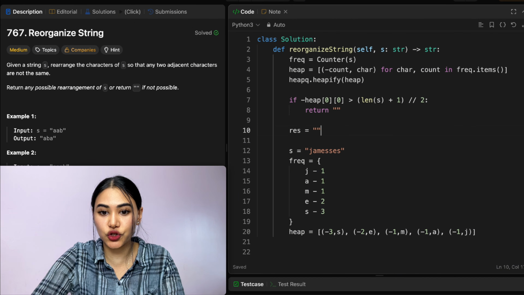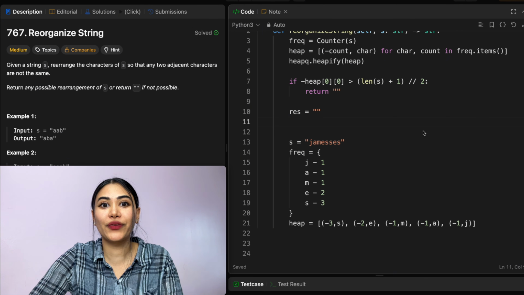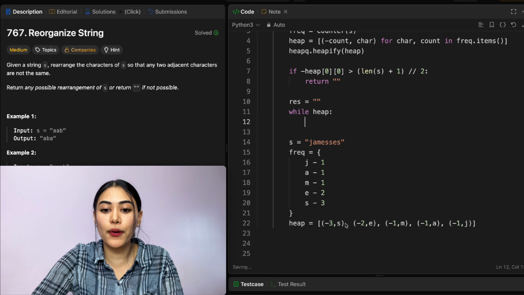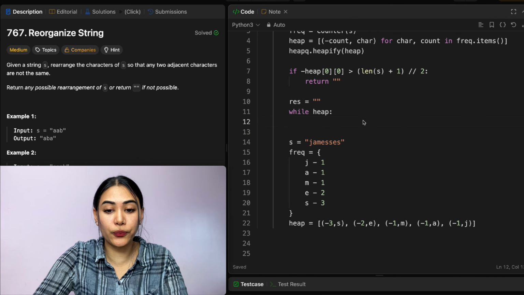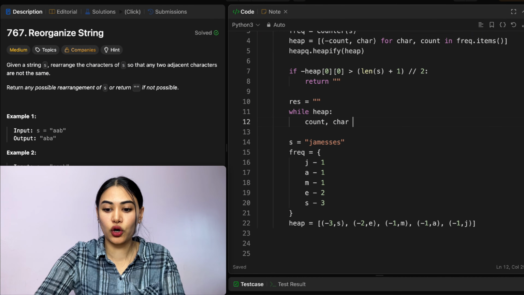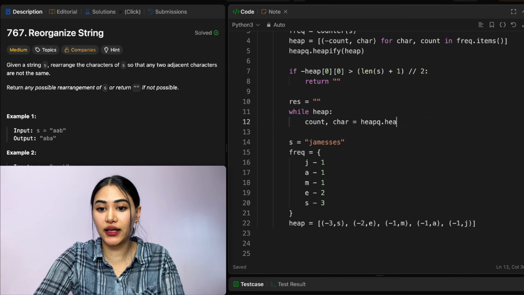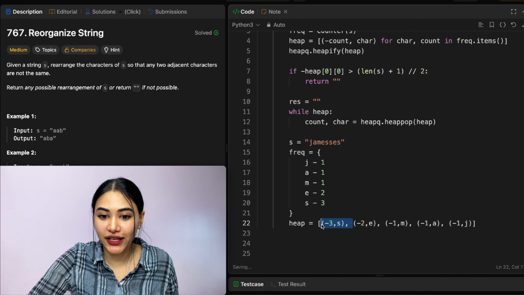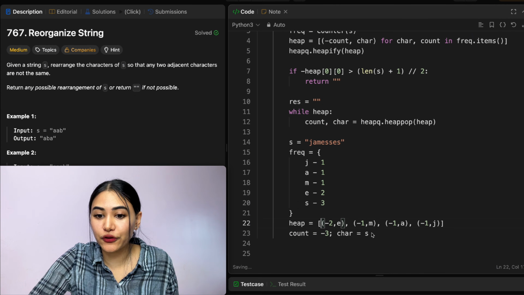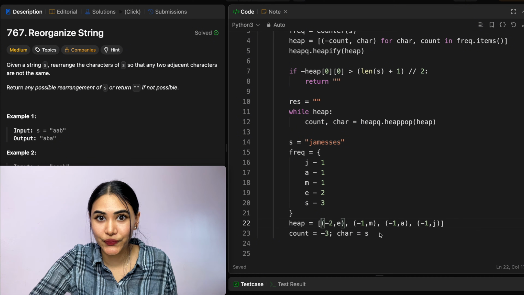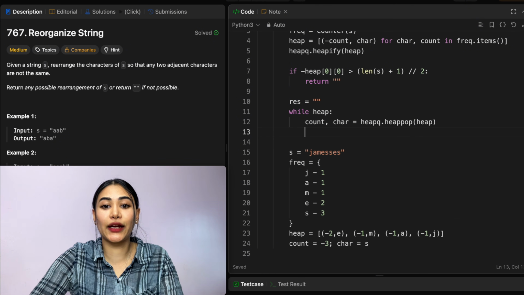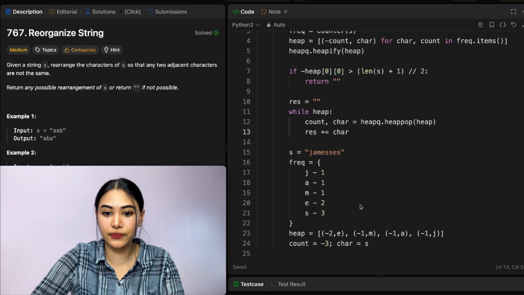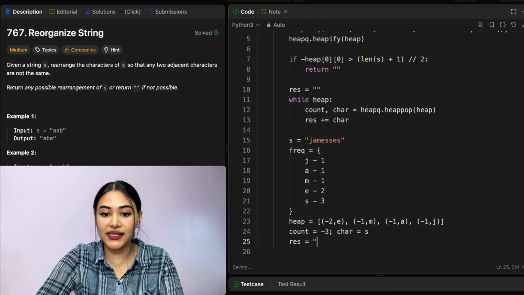Let's have a resulting string and loop through our heap. So while there are still elements in this, we want to pop off the topmost tuple. So our count and character are going to equal heapq.heappop from our heap. Meaning we remove this from our heap, and count is going to be negative 3 and character is going to be S. We just want to add this character to our resulting string. So result plus equals character, meaning our resulting string, instead of being empty, is now going to hold S.